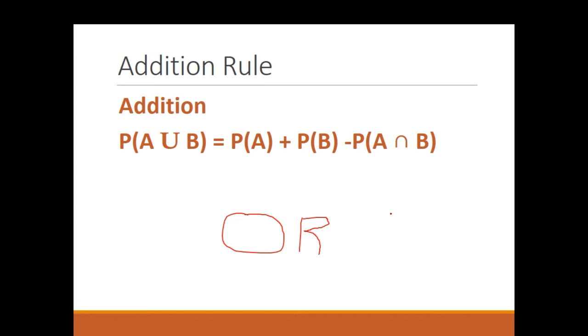So what we're saying is, what's the probability that Federer or Nadal will win the U.S. Open? Well, the answer would be the probability of Federer plus the probability of Nadal minus the probability of both of them, which is 0. So this rule is a rule about or.